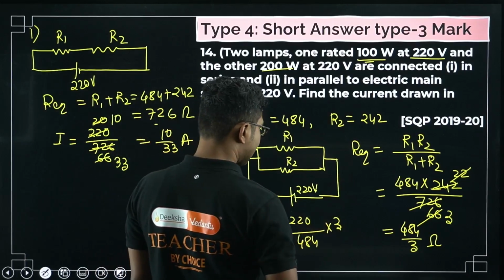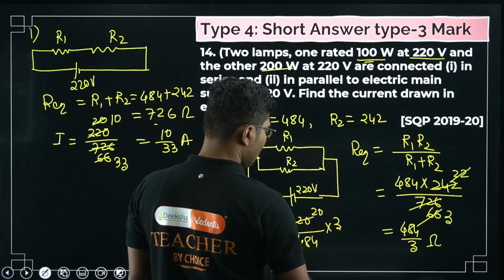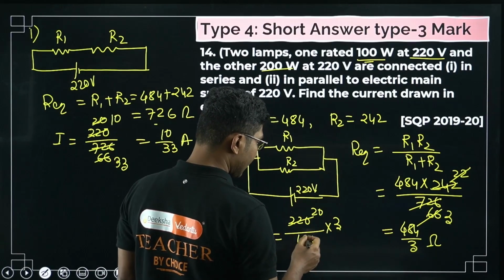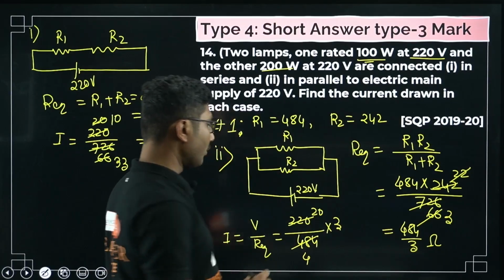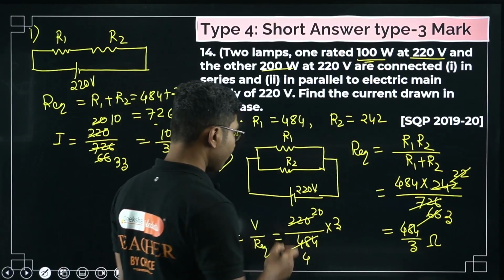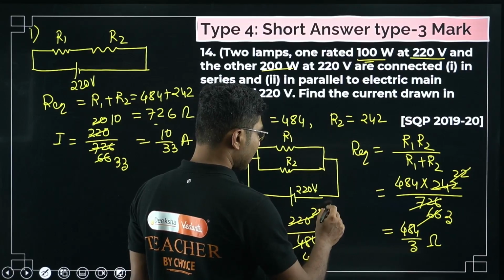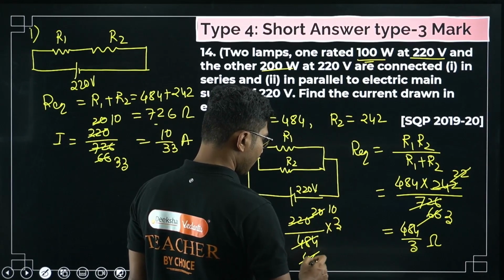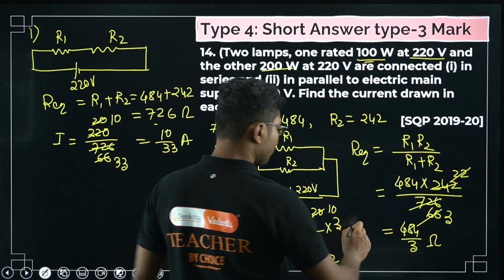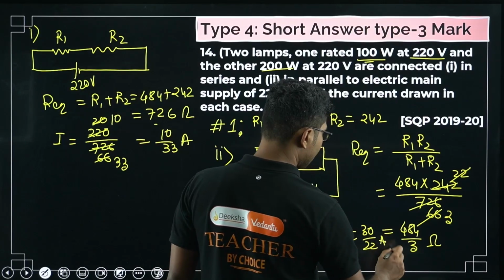Now let's cancel. 11, 2s are 20, 2 11s are 44, 4 11s are 44. Okay, so another cancels. It will be 10 and it will be 22. So 30 divided by 22 ampere is the second answer.